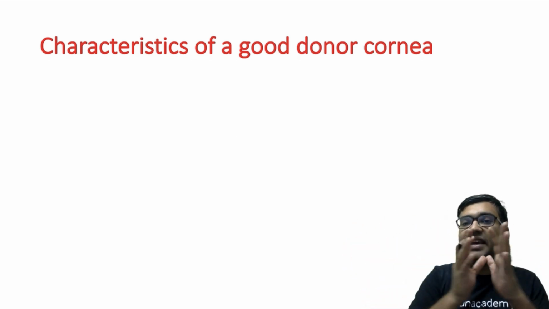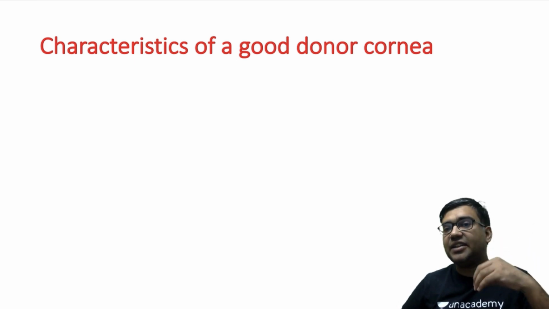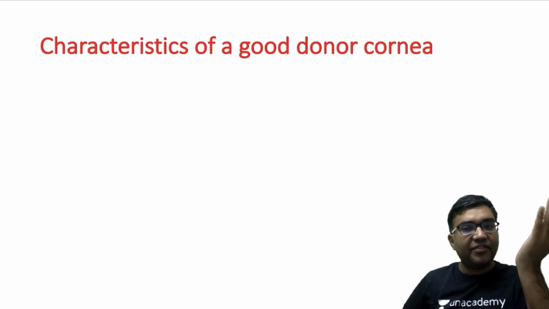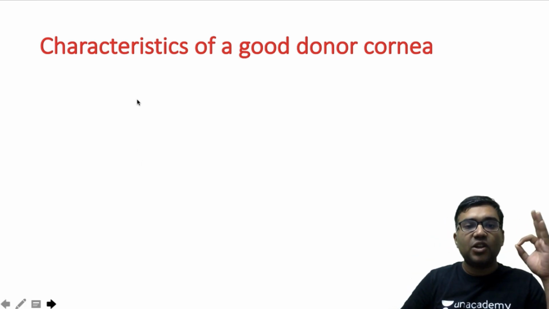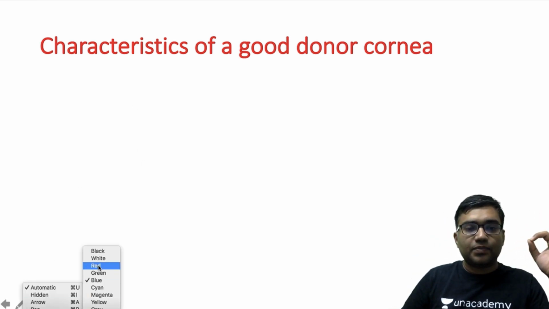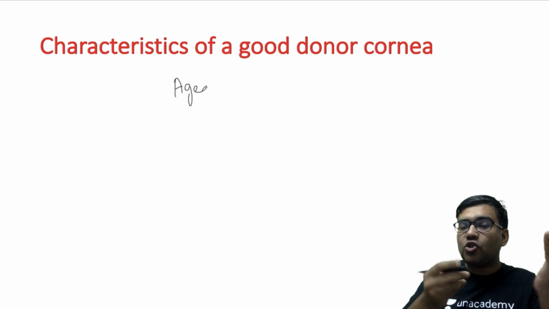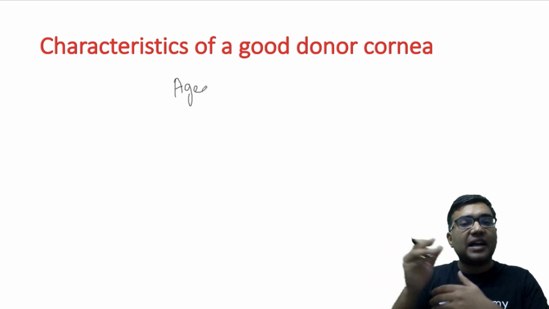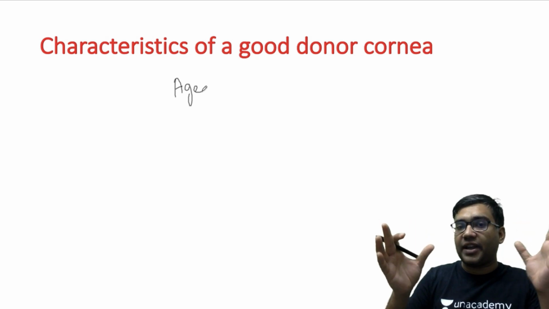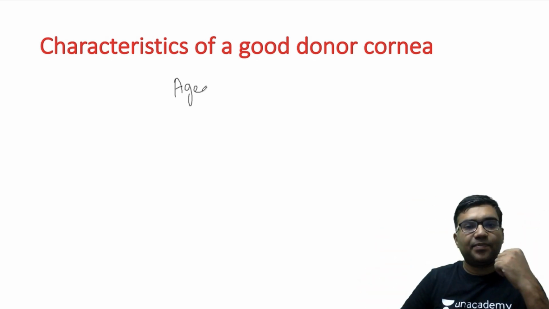Okay, now which corneas are good donor corneas? Let's say if I have to replace a cornea in a patient, what are the various criteria which I look in the donor cornea? So the first criteria is age. Okay, so more the age of the cornea, the less are the chances that it would be a great cornea. Okay, so the quality of cornea decreases with age.